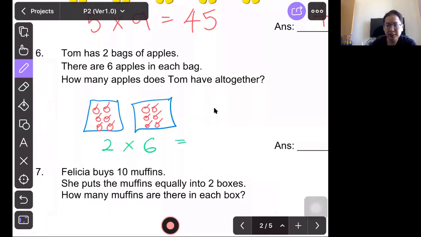That gives us 12. 2 times 6 equals 12. So 12 is the answer. Tom has 12 apples altogether.